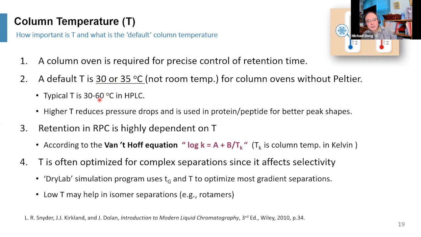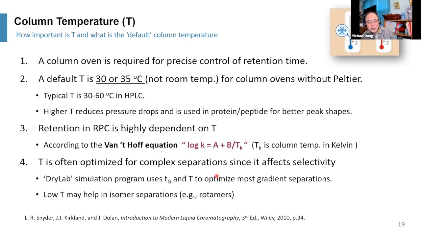Typically, sometimes we use high temperature, but very rarely above 60 degrees, right? Occasionally, we would go up to 80 degrees. And we use high temperature for proteins and peptides because we get better peak shape and higher protein recovery, right? This is specifically for proteins and peptides. Retention time is highly dependent on temperature, particularly in reverse phase chromatography. It is less dependent in ion exchange.